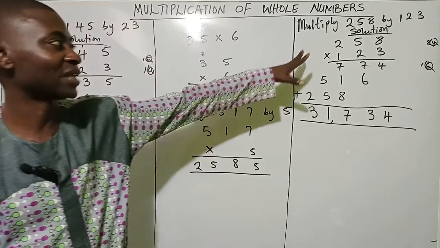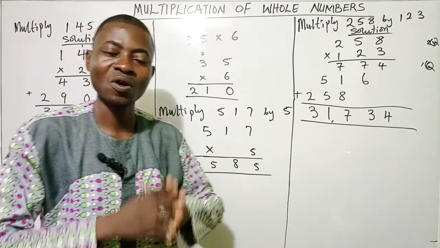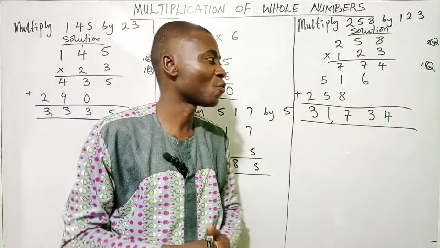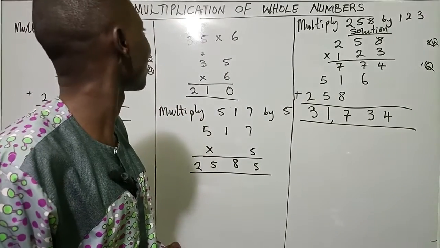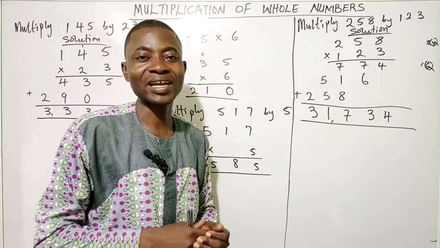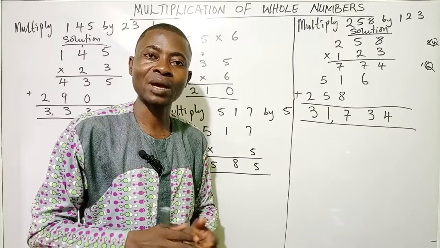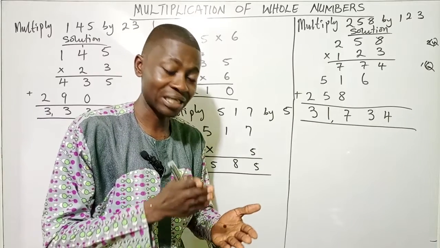This is how you multiply a 3-digit by a 3-digit number. Not difficult at all. Very, very simple. Now, there's one thing I want to tell us under multiplication of whole numbers. It's very easy for you to multiply whole numbers, especially when you are multiplying by 10, 100, 1,000.